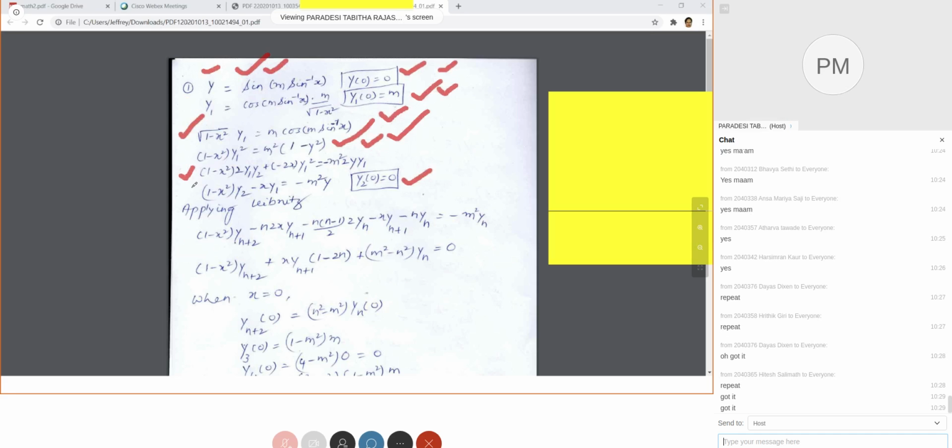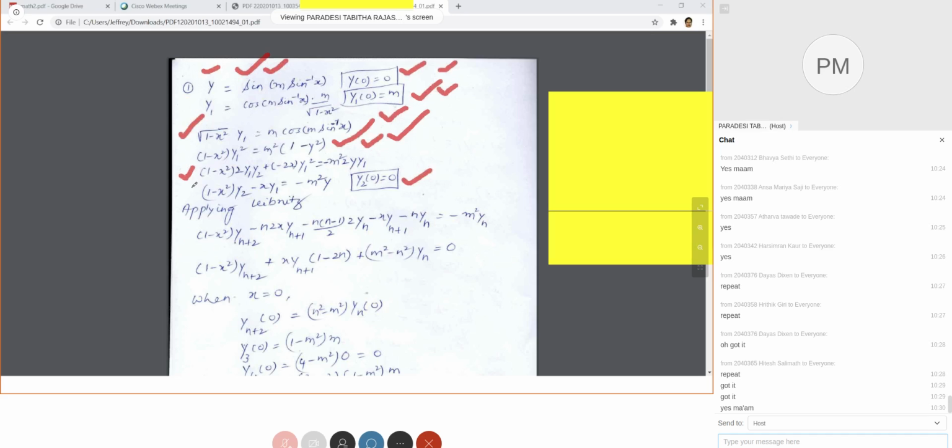LHS is right if I apply the product rule. Right. Look at the right hand side. m square is a constant. What is the derivative of 1 minus y square? Derivative of 1 is 0. Derivative of y square is 2y y1. So we have a negative sign and an m square. So quickly check and confirm whether this equation is right.